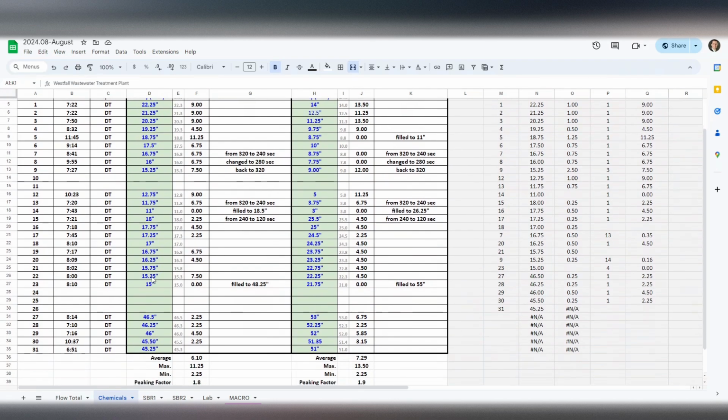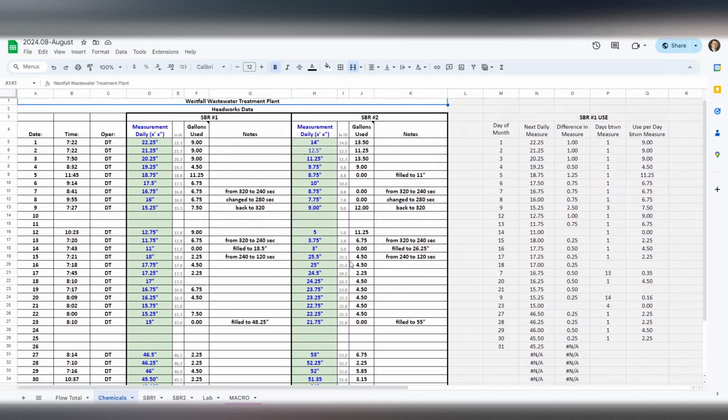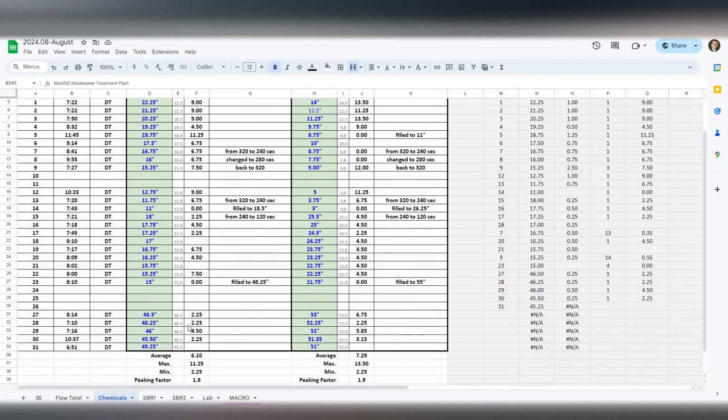On the chemical, same deal. So just have the inches measured down on the tank. That converts the feet and inches measurement, or just inches measurement, to inches, so in tenths of a foot or in tenths of an inch, and then it will calculate the gallons used. So we can just generally see that trend of gallons used.